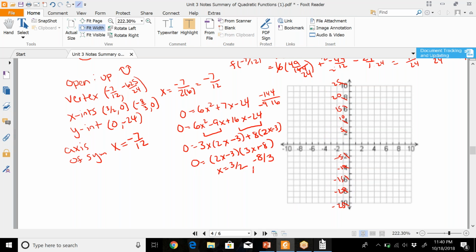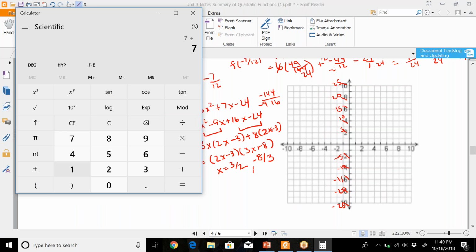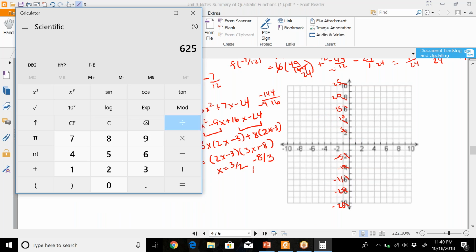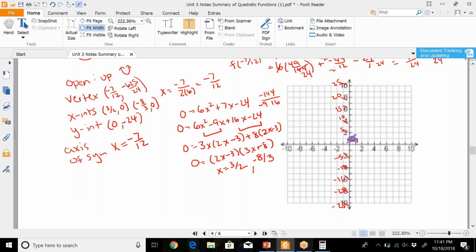So let's see, where is 7 divided by 12? Because that is, and it's negative. So that's like negative 0.6. So negative 0.6 is going to be about right here. And then 625 divided by 24, and it's negative, is negative 26. So negative 0.6 and then down to negative 26 point something. So that's actually going to be right about here somewhere. Then 0, negative 24. So that's just a little bit above the negative 25.